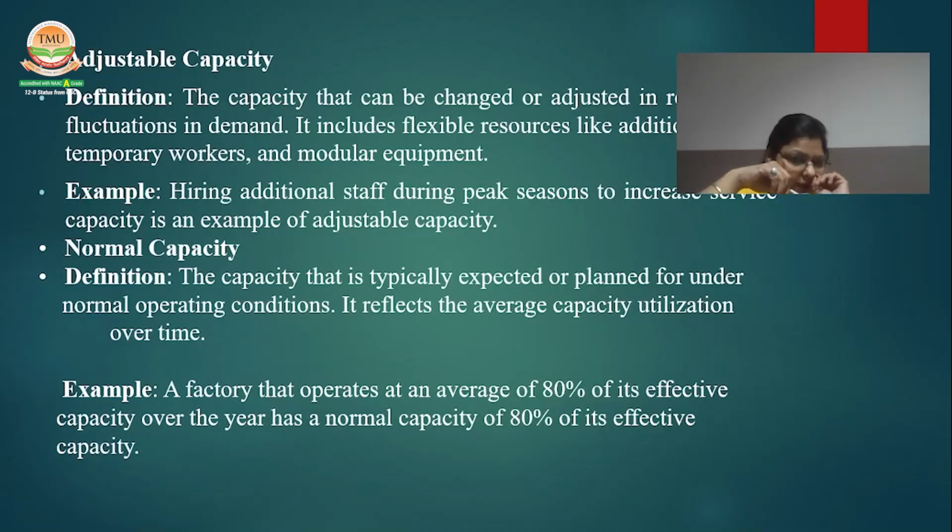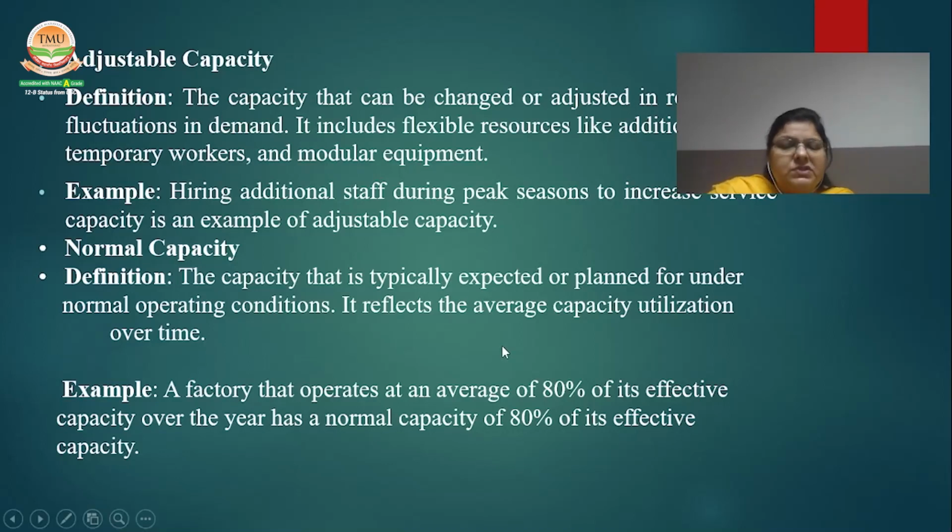Next, what is adjustable capacity? Adjustable capacity means the capacity that can be changed or adjusted in response to fluctuation in demand. It means you have the ability to change. You can adjust your capacity, either low or high, in response to fluctuations in demand. It includes flexible resources like additional shifts, temporary workers, and modular equipment. This is your adjustable capacity.